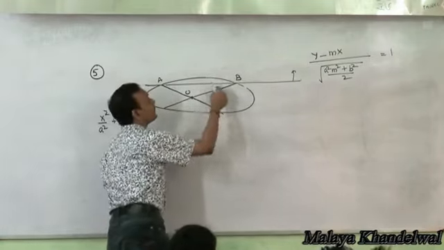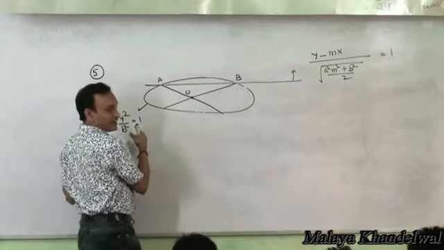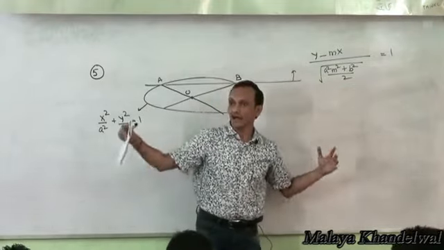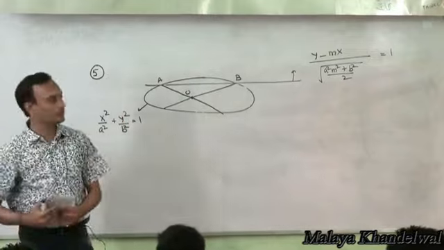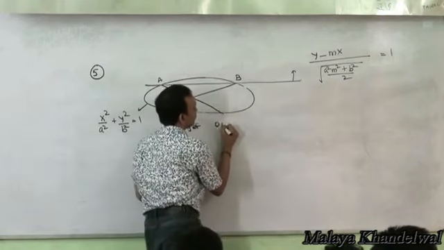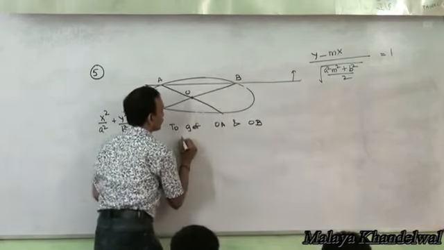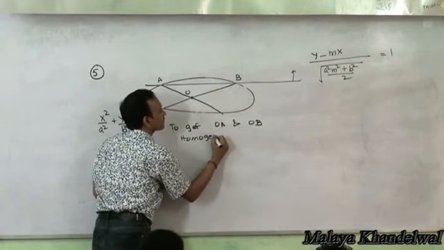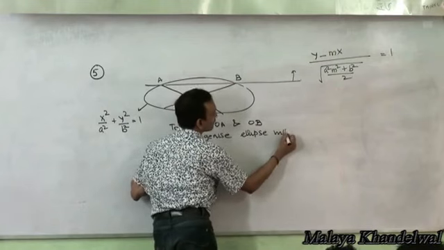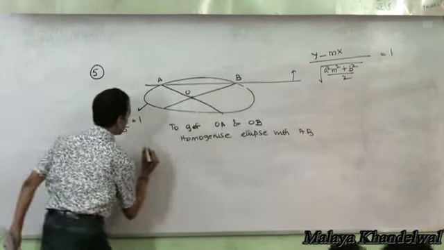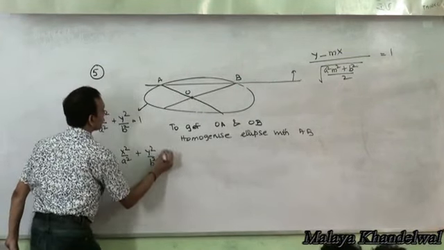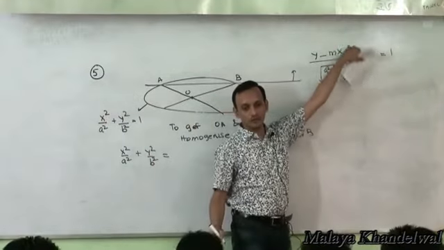Now, how do I get the combined equation of AO and OB? If I homogenize the ellipse with the line, then I get the pair of straight lines OA and OB. So OA and OB: homogenize the ellipse with AB, and 1 is to be replaced by this squared.